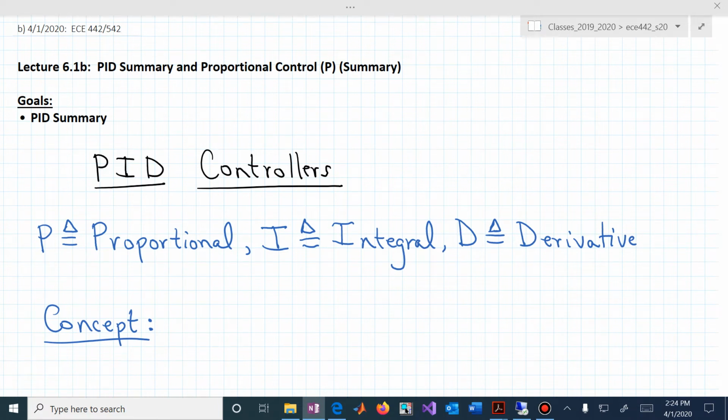This is the first segment inside Lecture 6.1 that's not an announcement segment, and this one is going to be talking about or summarizing the PID controller and what they represent or how they might be used or how they're useful in designing controllers.